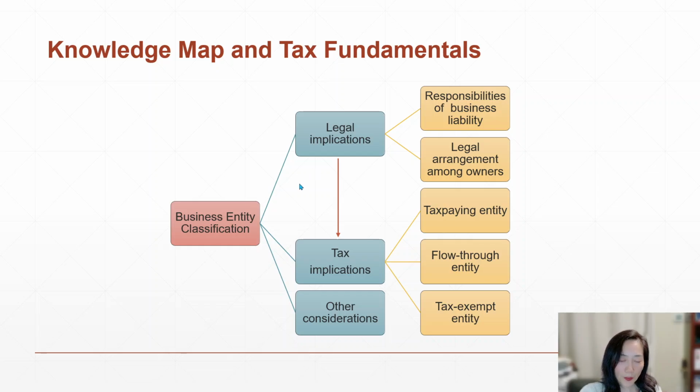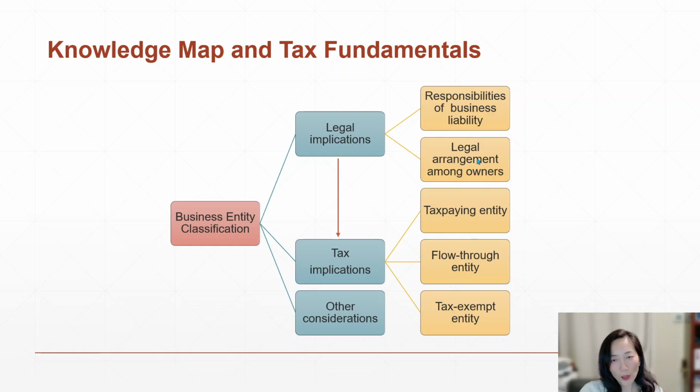So for Chapter 15, again, this is an intro chapter for business entity taxation. It starts off with the classification of the business entity. One side is the legal classification. There's a lot of material covering the legal implications of the business entities, and the legal implication focuses more on the responsibility of the business, especially in terms of liability, right? Who's responsible for the liability? Is the business or the owner?